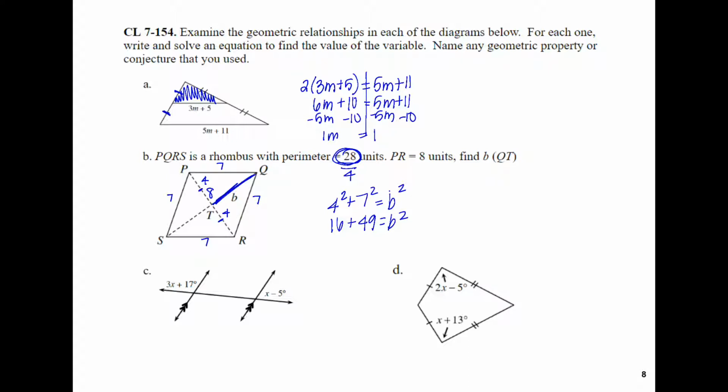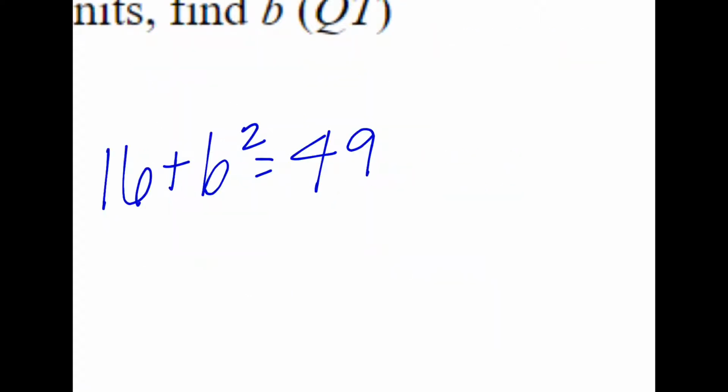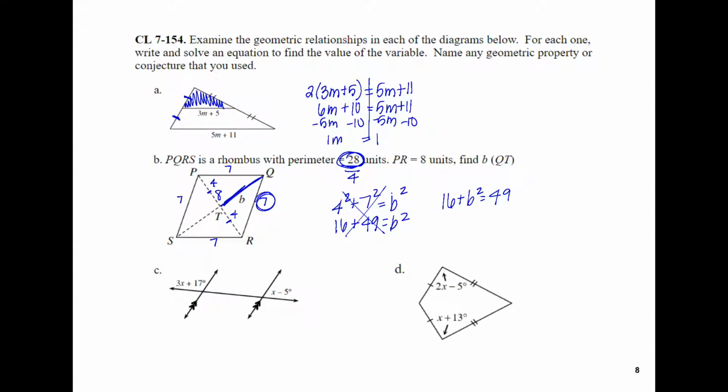So be really careful that you didn't make the mistake that I made. This 7 right here is actually our hypotenuse. So we have 16 plus b squared equals our 49. So these were in the wrong place. Use your inverse operation of subtraction. When you subtract your 16, you get b squared is equal to 33. Take the square root of both sides, and you get b is approximately 5.74 units.